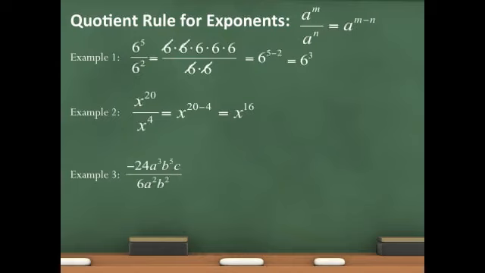Simplify negative 24 a to the third power b to the fifth power c to the first over 6a to the second power and b to the second. Negative 24 divided by 6 is negative 4. Subtract exponents to simplify a to the third power over a to the second power and b to the fifth power divided by b to the second. The final simplified result is negative 4, a to the first power, b to the third power, and c to the first power.